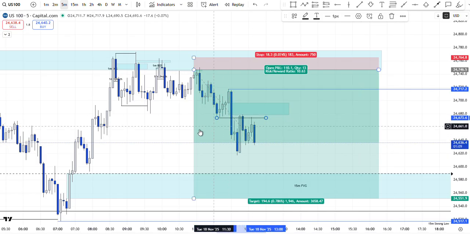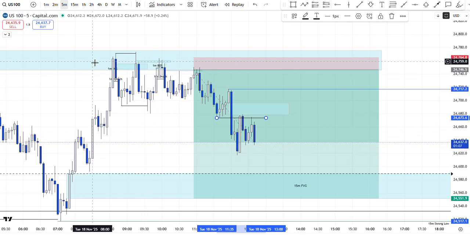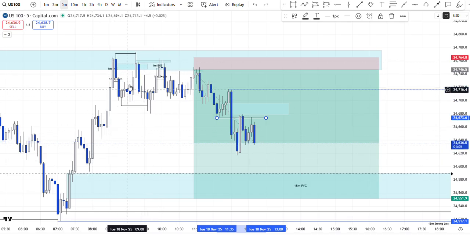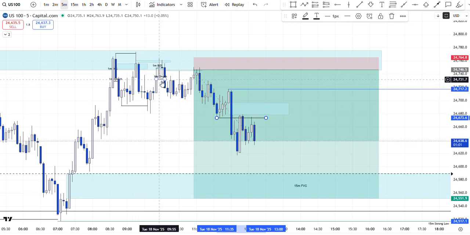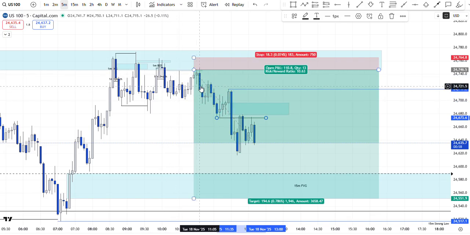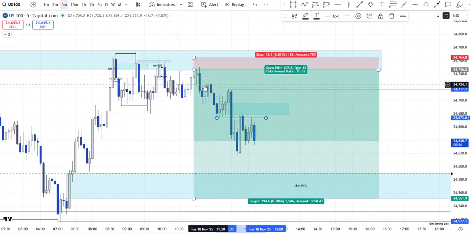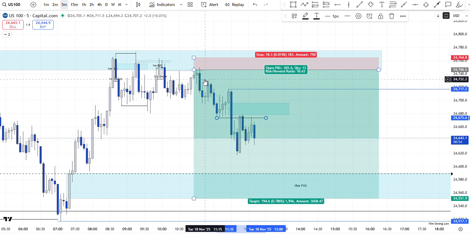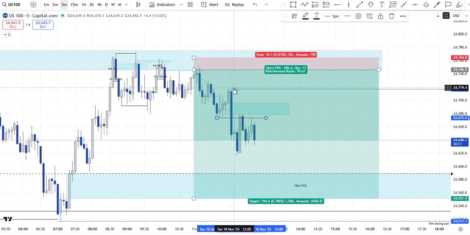So that's fair value gaps. You can see all the way through, price tends to pull back. There's a fair value gap here, price filled it. Fair value gap here, price filled it. Fair value gap here, price filled it. Very small fair value gap there between this candle and this candle, price filled it. Fair value gap here, price filled it.